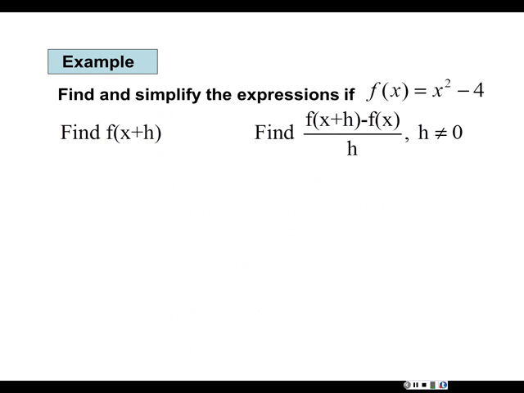So there is another example. I'm sure that you can do that, right? The only thing that you need to do is just replace the x squared by x plus h whole squared, right? Do you want to try? You just try it.